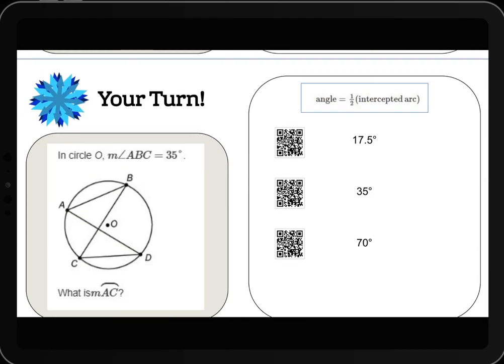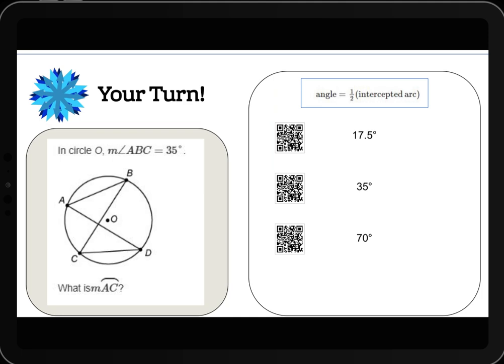So you can pause the video and try this one yourself as well. You are looking for the measure of the arc AC. That's this arc right here. They tell you the angle ABC is 35 degrees. Right away we should see that the measure of the arc AC is equal to 2 times the inscribed angle value. So you should say 70 degrees for your answer there, okay? That also means this is 35 degrees as well, by the way, because they intercept the same arc.